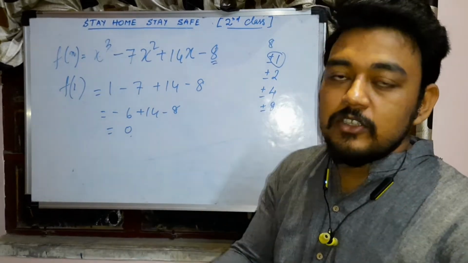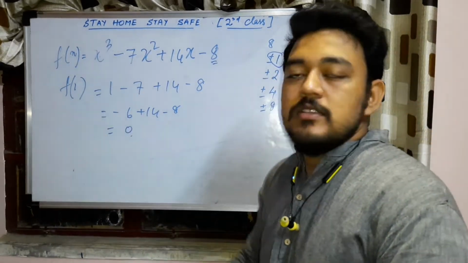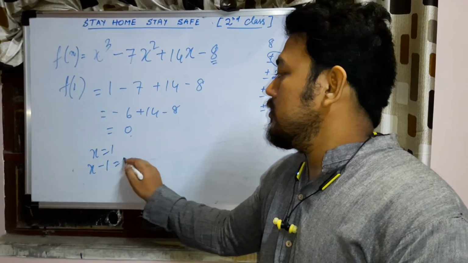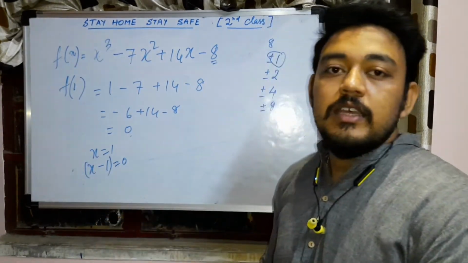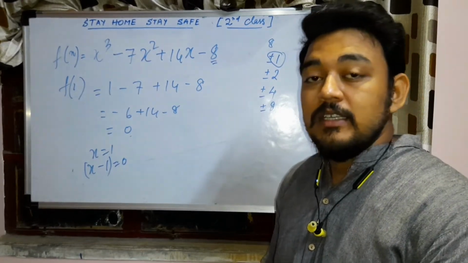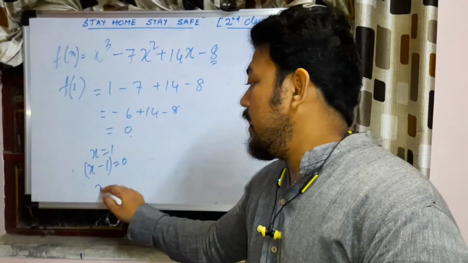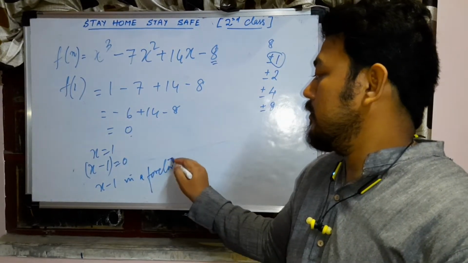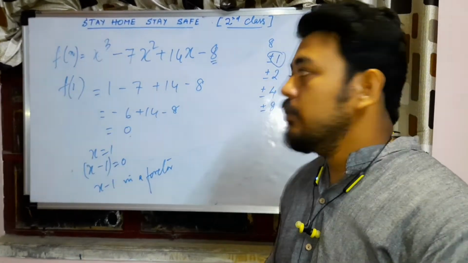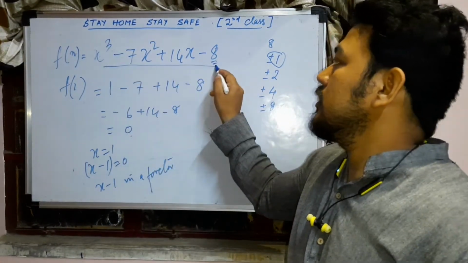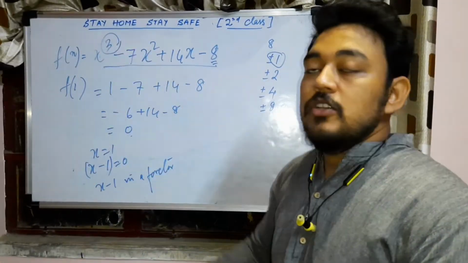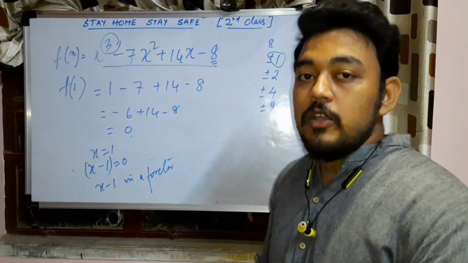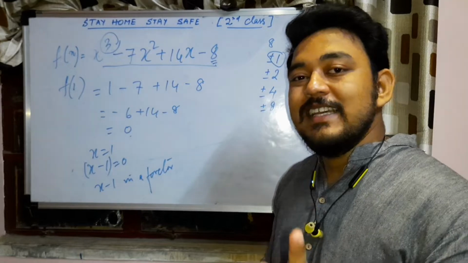So from the factor theorem, what we can say is that 1 is the root, x equals 1. So x minus 1 equals 0. So x minus 1 is the factor, the first factor. Now since we know that in this polynomial function the highest degree is 3, how many factors will we get? We will get 3 factors, but we have got only 1 factor. So we have to find the remaining 2.